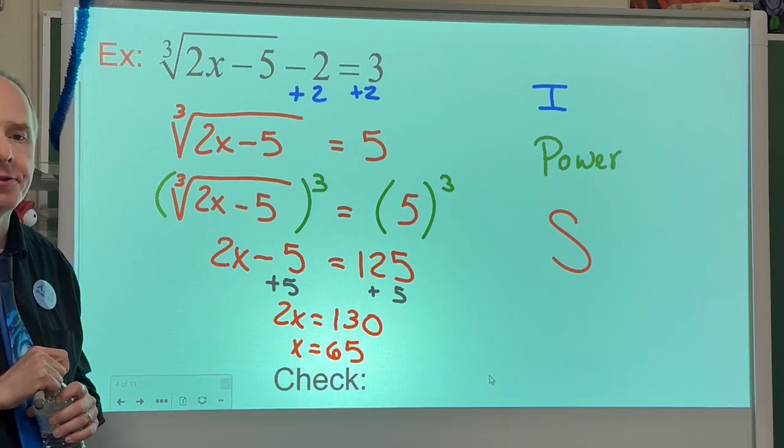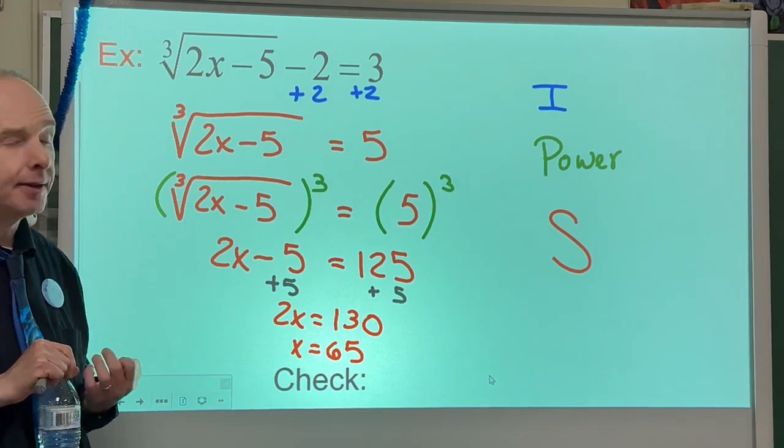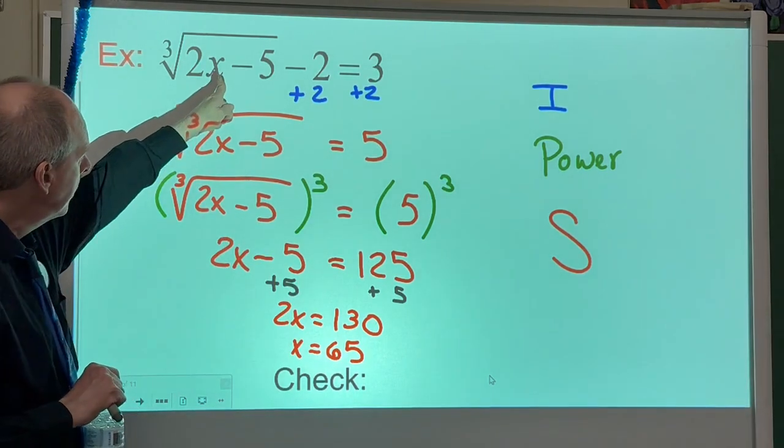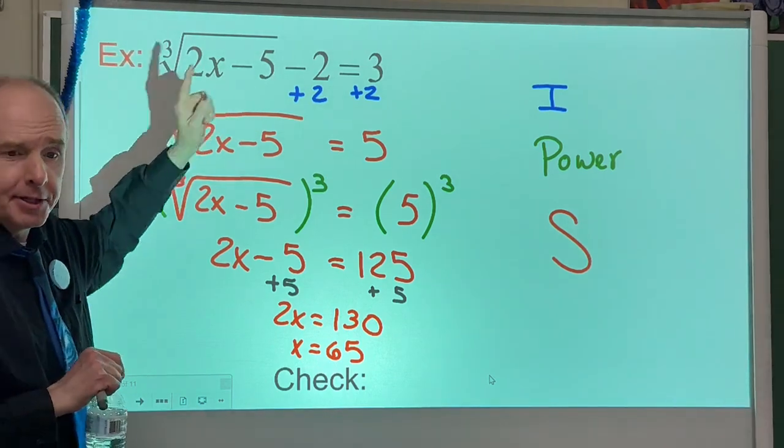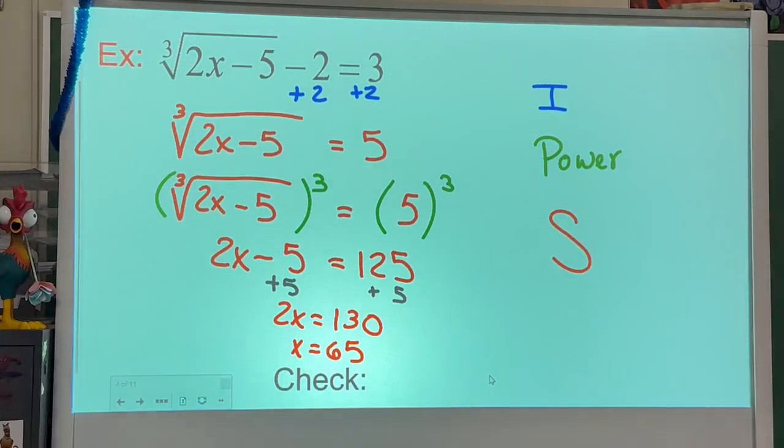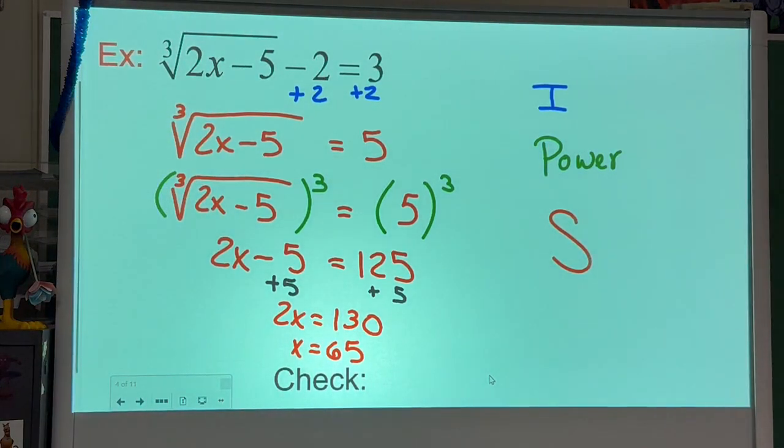How do you check your answer? Well, that's where it gets a little tricky. I'm going to take that 65, put it right here, but we got a cube root. So let me do that on my calculator with you guys, and then we'll see if we're doing it correctly.